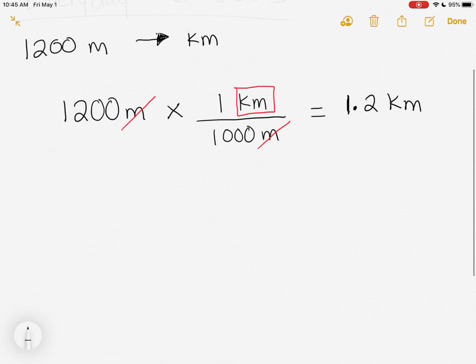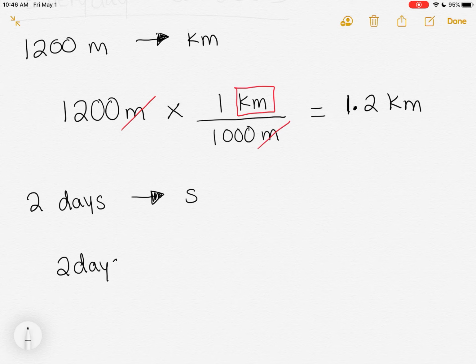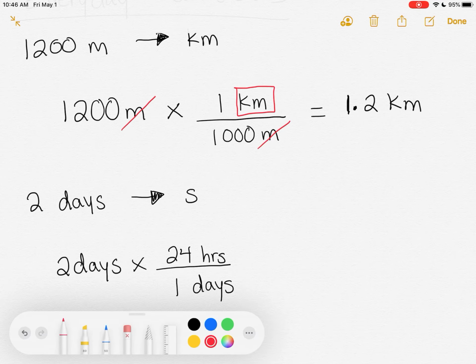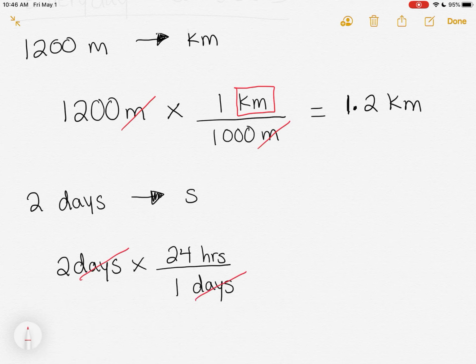Okay. I can do the same thing with lots of different unit conversions. And so let's try doing one by going from days to seconds. So say I have 2 days and I want to convert that and figure out how many seconds that is. Okay. So I'm going to start with my value of 2 days. And I need to multiply it by a conversion factor. My conversion factor has to have days at the bottom. And so the first one that I'm going to do is I know that 1 day is 24 hours. Okay. Now, I know that that's going to cancel out my days.